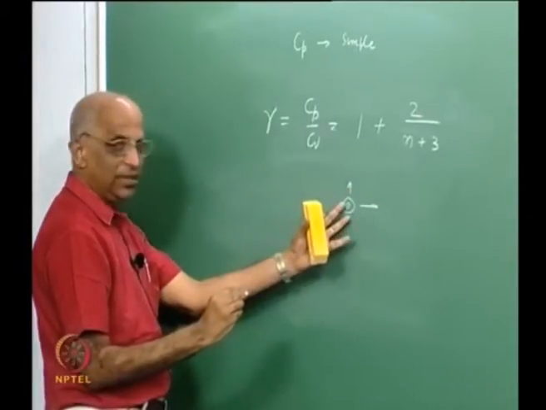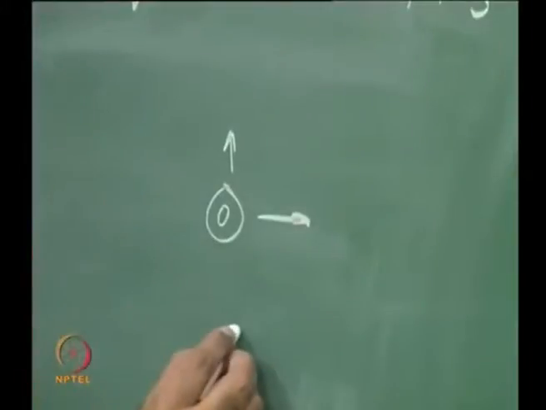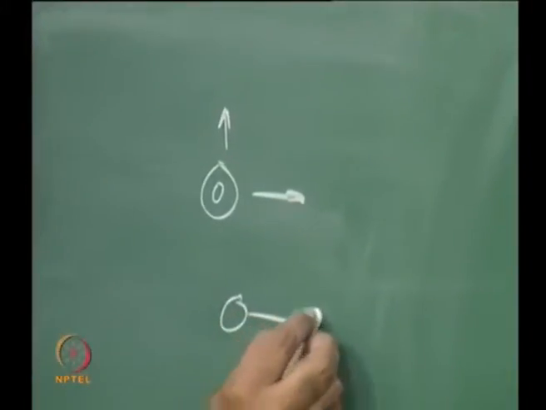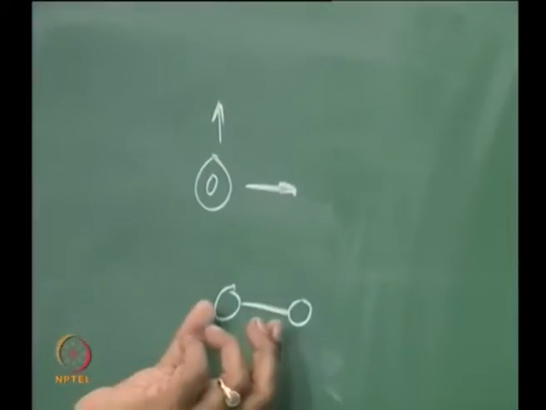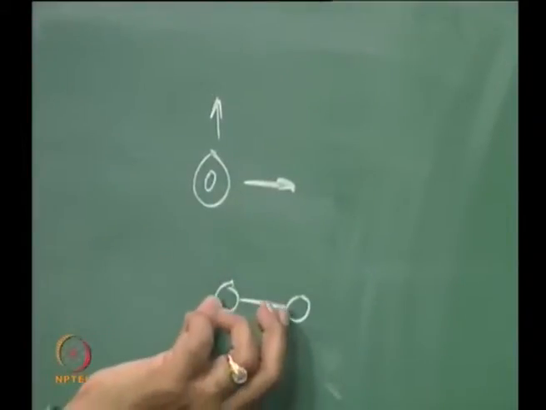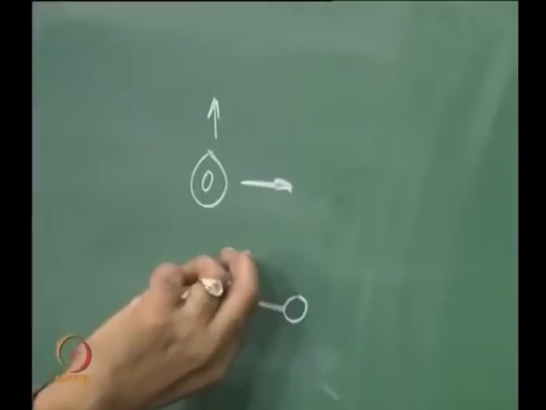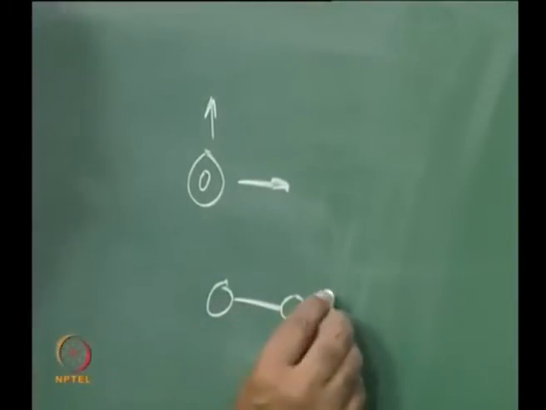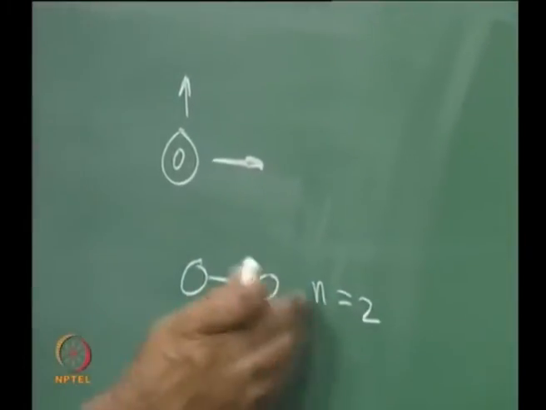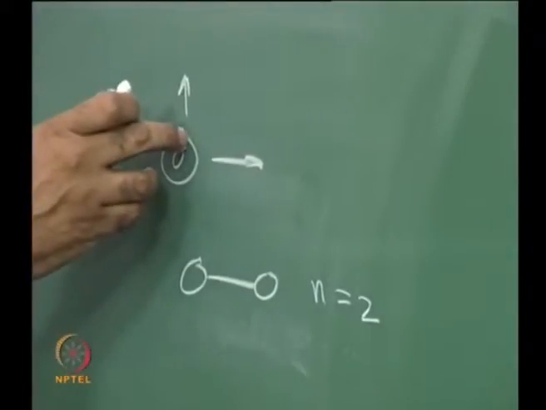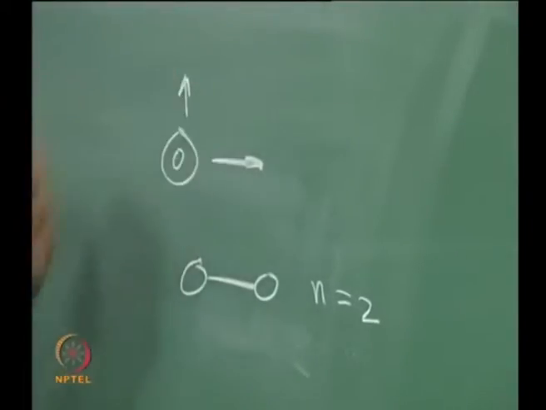That means it has 3 degrees of freedom. If I have an oxygen molecule, in addition to translation in the 3 directions, it could also vibrate, it could also rotate. Therefore, it has more degrees of freedom compared to the atom which only translates.